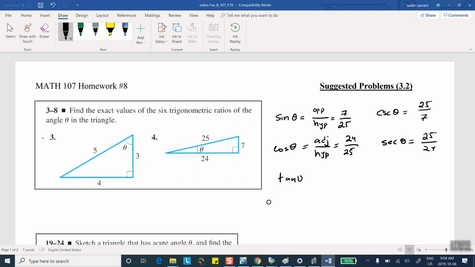Tangent of theta is opposite over adjacent. So that is 7 over 24. And cotangent of theta is obviously the reverse of this, or inverse of that, which is, let me write that, adjacent over opposite, which incidentally is 24 over 7. Okay, so that takes care of this problem.